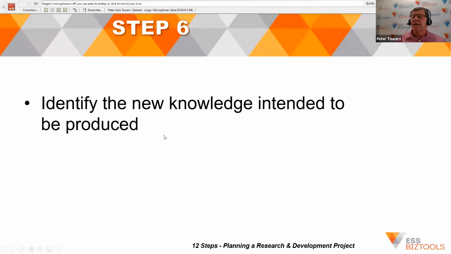Step 6, identify the new knowledge intended to be produced. So the inventor's gone out and had a look, done their searches on prior art and prior literature, and has identified that it doesn't appear that anyone has already done this anywhere in the world. So what new knowledge does that person believe that they are now going to try to produce? They need to be able to identify that at the very beginning, intended to be produced.